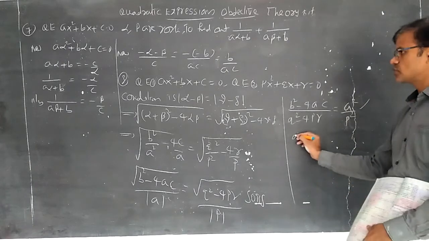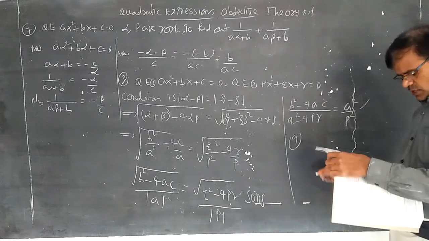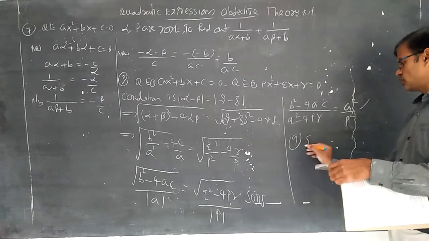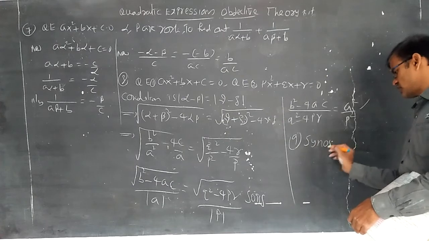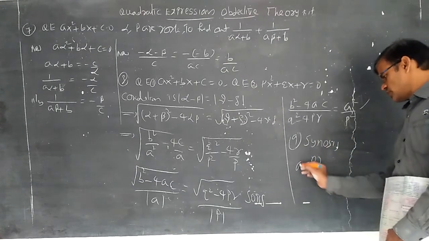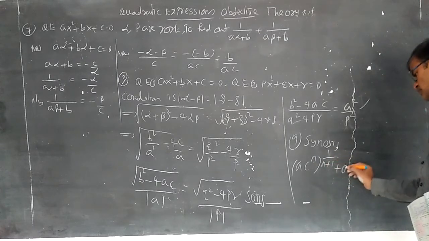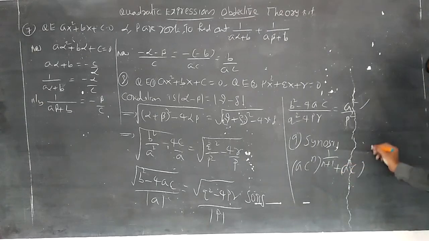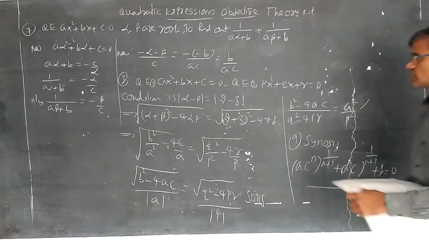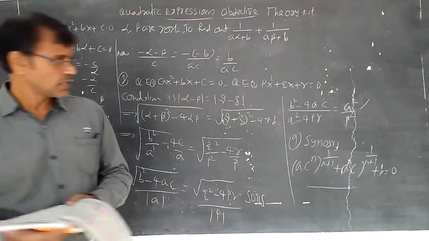Now, ninth question. If one root of the equation is the nth power of the other, we already discussed this in the synopsis in yesterday's class. We have completed it, and I said the proof also. The condition is ac power n whole by 1 plus n, plus a power n into c whole power 1 by n plus 1, plus b is equal to 0. So here the answer is 0. Now let us discuss the 10th one.